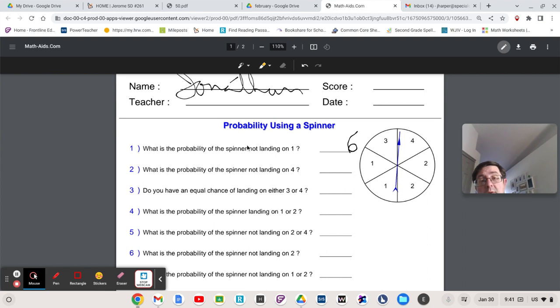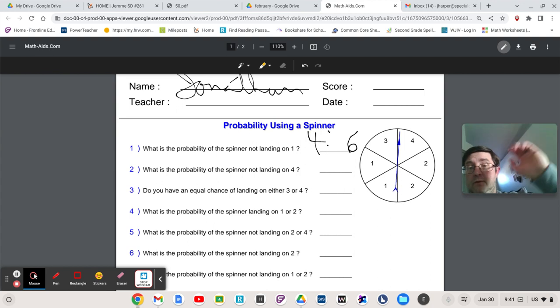But because this says not, that means it wants to know the probability of it not landing on a 1. Well, we figured out it was 2 out of 6. So let's count the ones that aren't ones. We have 1, 2, 3, 4. So the probability of not landing on 1 is 4 out of 6.